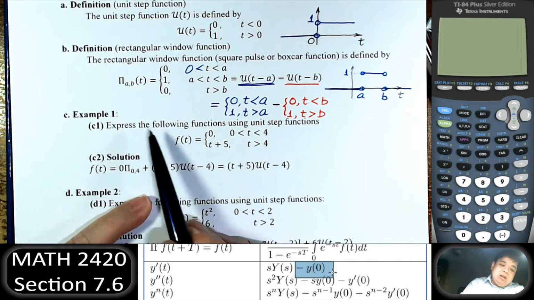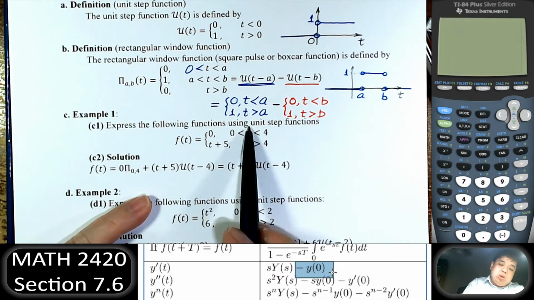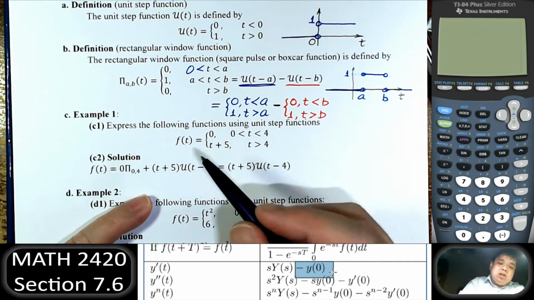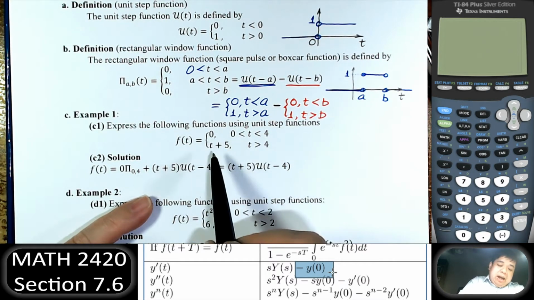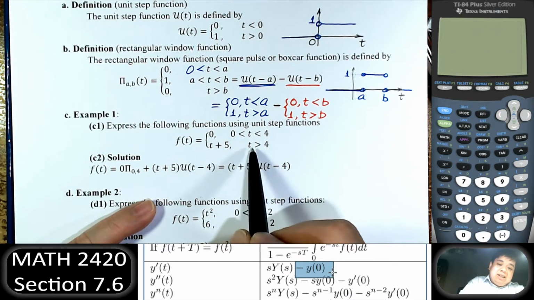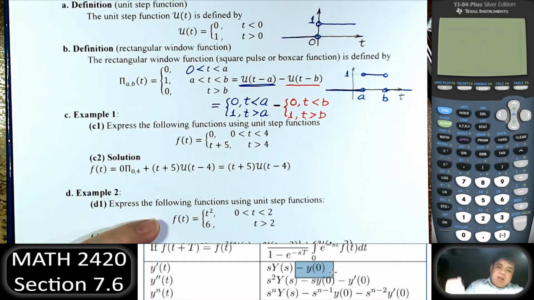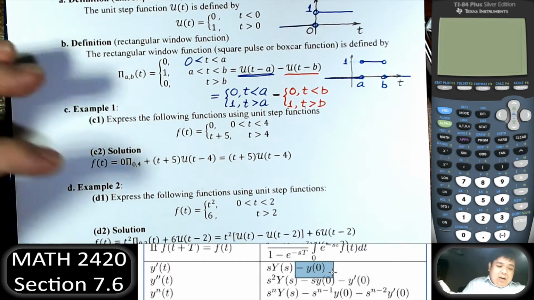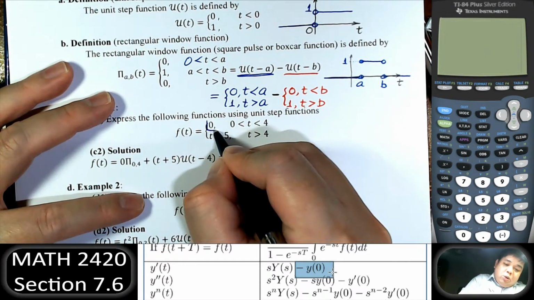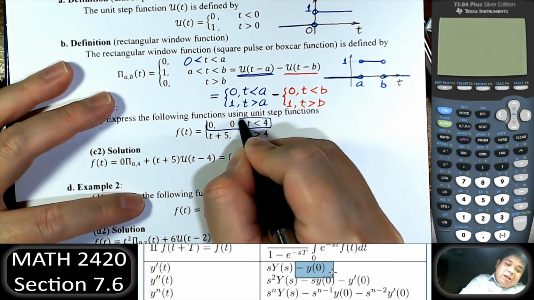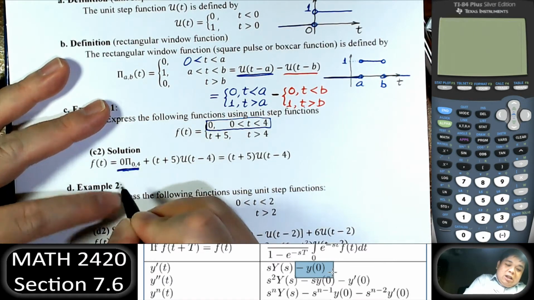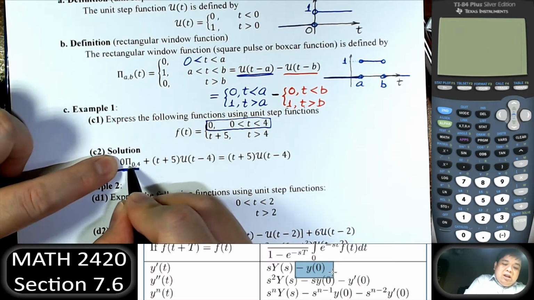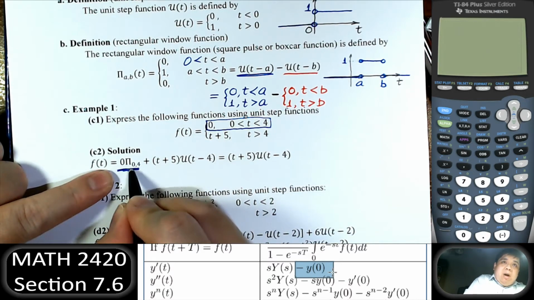So let's look at this. Express the following function using the step function. Right. So we say the function is 0 if it is between 0 and 4, and is equal to t plus 5 if it is greater than 4. Right. So just look at the function. It will be equal to 0 from 0 to 4, right? So meaning that the function is equal to 0 times the window from 0 to 4.